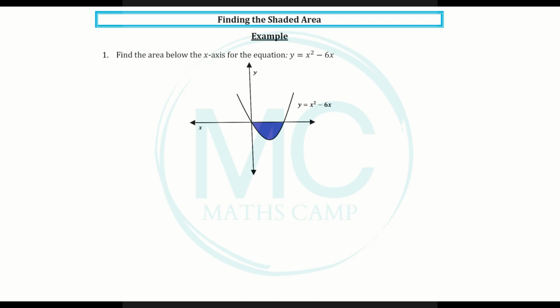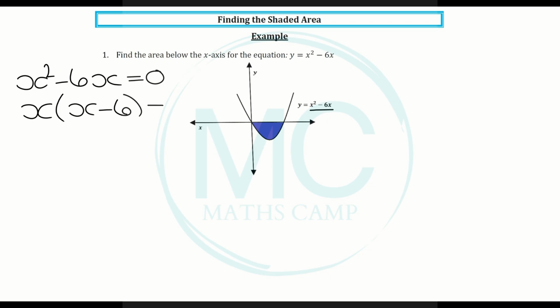So to find these restrictions, we need to make the equation for the curve equal to 0. So we can say x squared minus 6x is equal to 0. Now I can take x out as a common factor. I get x, open a bracket, x minus 6 is equal to 0, which means my x values, x will be equal to 0, or x will be equal to 6.